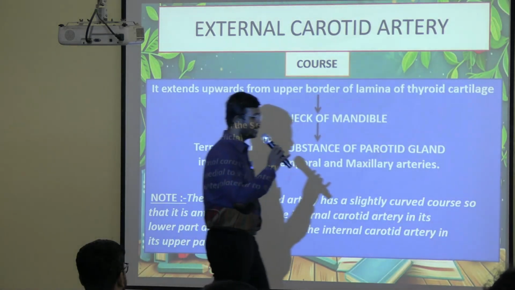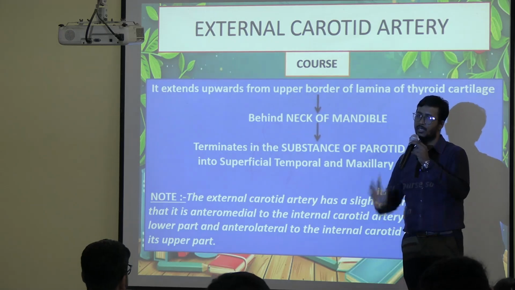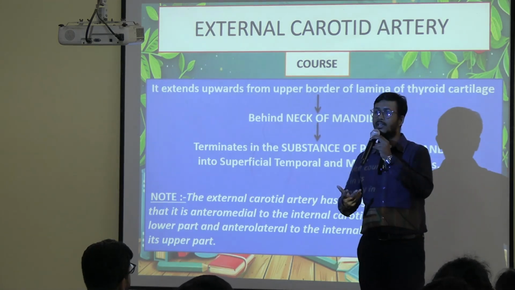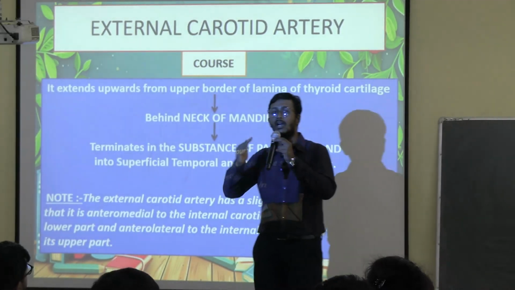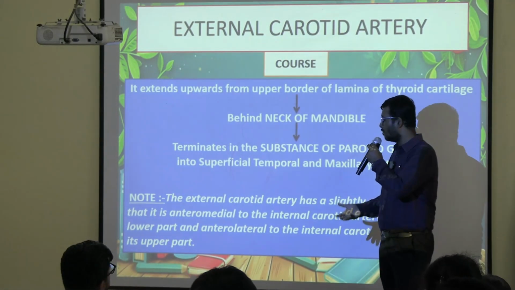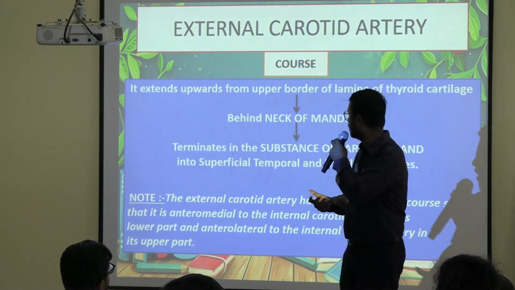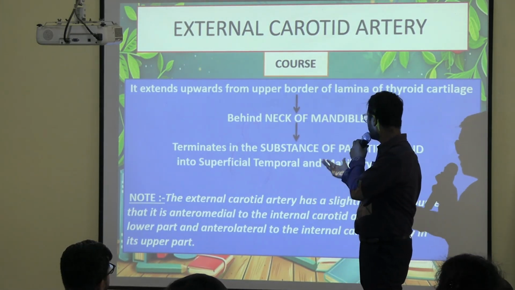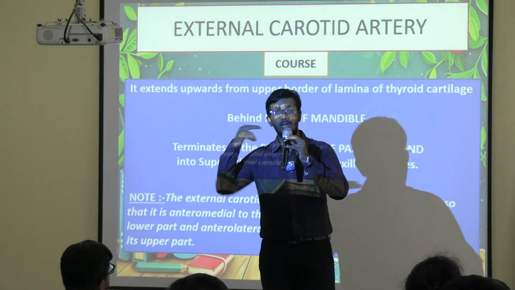Now see, the internal carotid artery will go straight to the brain, into the skull, but the external carotid artery is not like this. External carotid artery will be having a curved way of reaching. Okay. In the lower part, it will be present anteromedially to the internal carotid artery, and in the upper part it will be more anterolaterally.